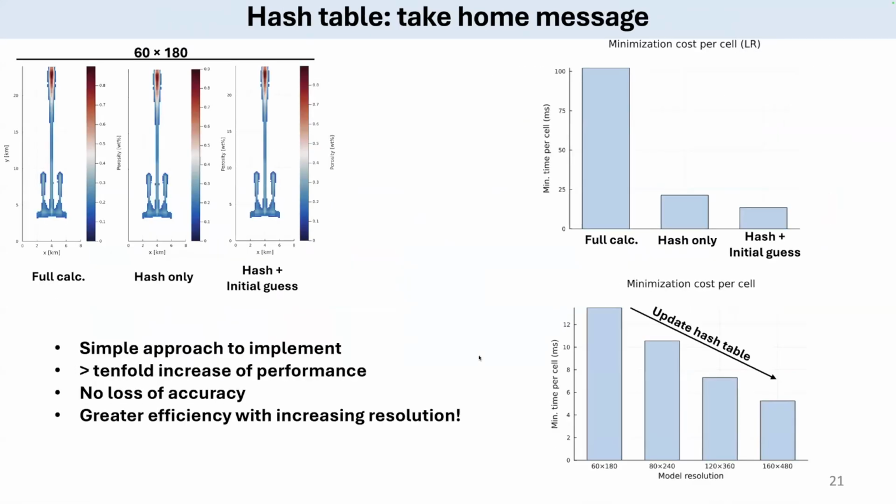So just as a take-home message for the hash table approach, it's a very simple approach that's very easy to implement. And the cool thing is that we have at least a tenfold increase of performance without a loss of accuracy. And also another cool aspect of it is that we gain an increasing efficiency as we increase the resolution of the model because we can rely on pre-computed hash tables.